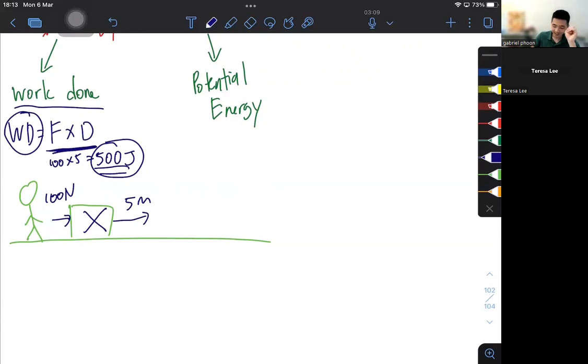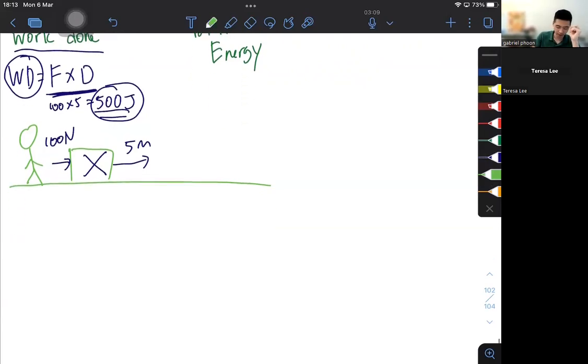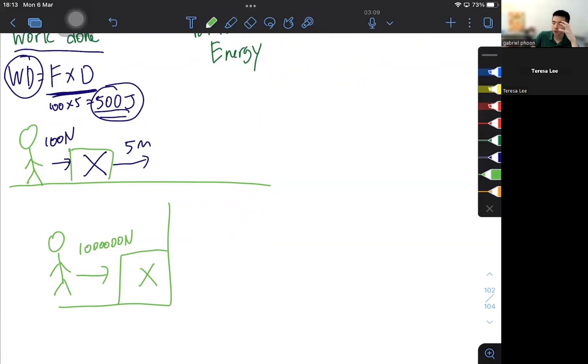Now, let's just imagine a different scenario here today. Let's say this block is already against the wall. And if I was standing here and I apply a force of, let's say, 1 million newtons, do you think there will be any work done here? I'm pushing it like crazy. I'm sweating like crazy already. There is no more space for it to push. Good, very good. There is no space for it to move.